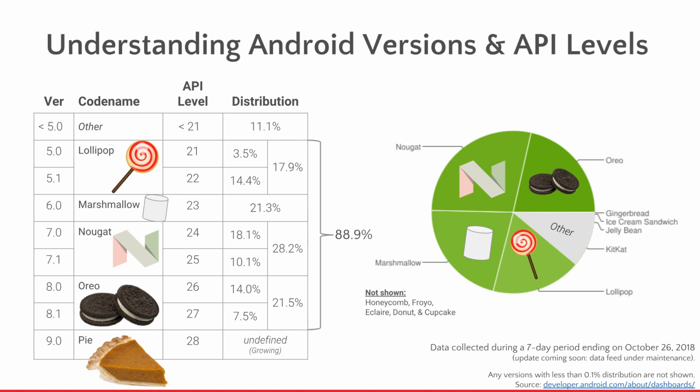The other categories got Kit Kat. Most of it's Kit Kat. There's Jelly Bean, Ice Cream Sandwich, and Gingerbread in there. Not shown are Honeycomb, Froyo, Eclair, Donut, and Cupcake. Those are all end-of-life versions, and actually they just announced Ice Cream Sandwich is end-of-life as well, or sunsetted. So Gingerbread and Ice Cream Sandwich are both sunsetted, even though they're in that pie chart up there on the right.